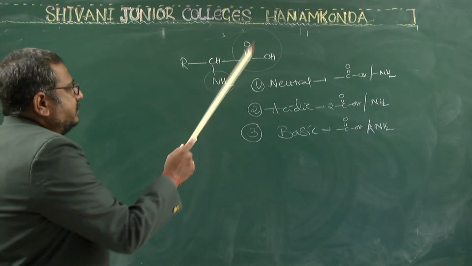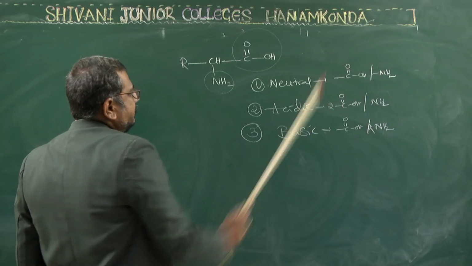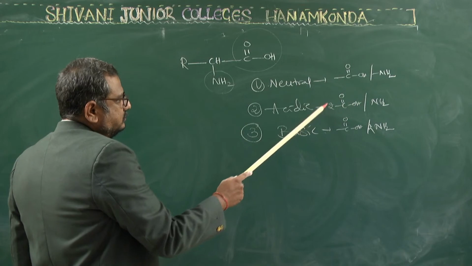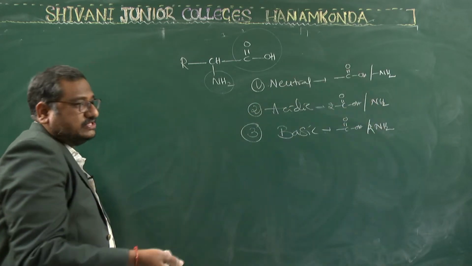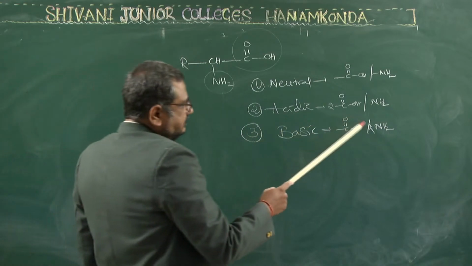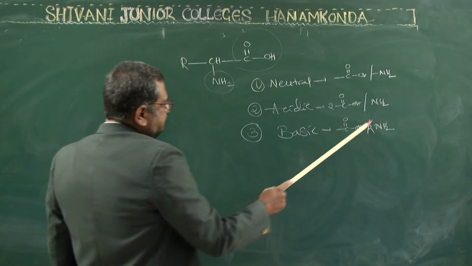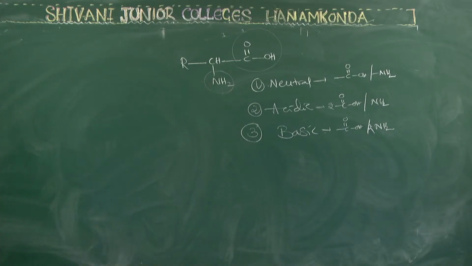This one is the amine group and acid group. Neutral amino acid means one acid group and one amine group are present. Acidic amino acid means more acid groups, that is two or more acidic groups and only one basic group. The type of amino acid is acidic. Basic means acidic groups are fewer and amine groups are more. Basic nature means amine groups are more and acidic groups are fewer. The type of amino acids are basic amino acids.